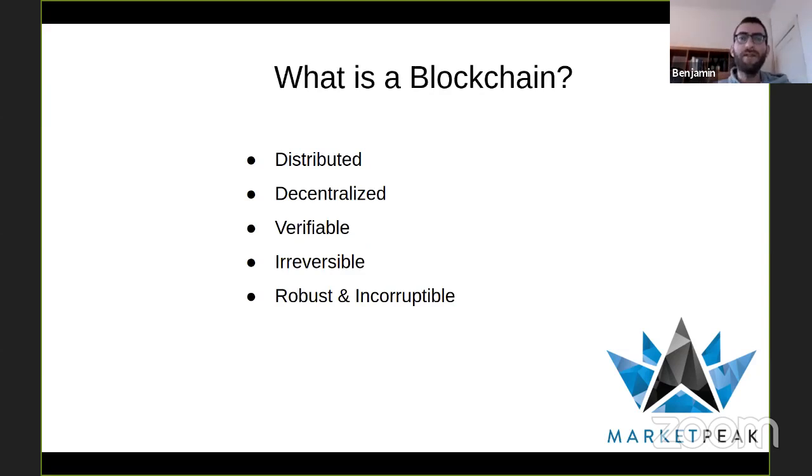Then we have irreversibility. You cannot make a transaction and, after it has been successfully verified and mined and is now in the blockchain, later take it back or undo it.